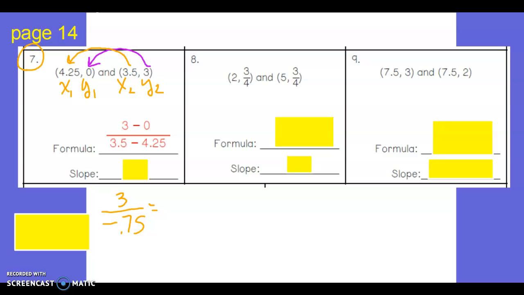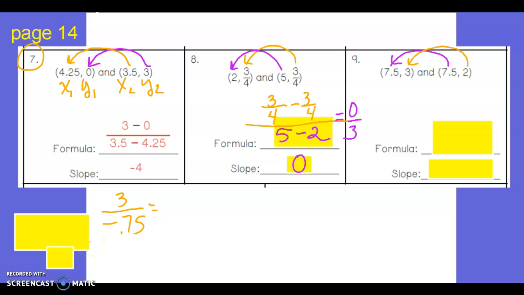All right, so this gives you 3 over negative 0.75. Now, it is not proper to leave a decimal in a fraction, so go ahead and take your calculator and divide that, and that should end up giving you negative 4. Now go ahead and try numbers 8 and 9, and when you are ready, go ahead and hit play.